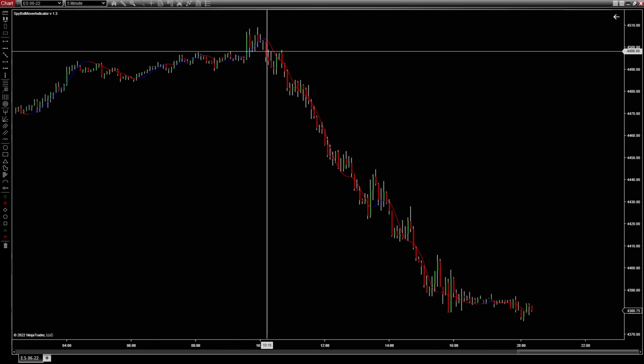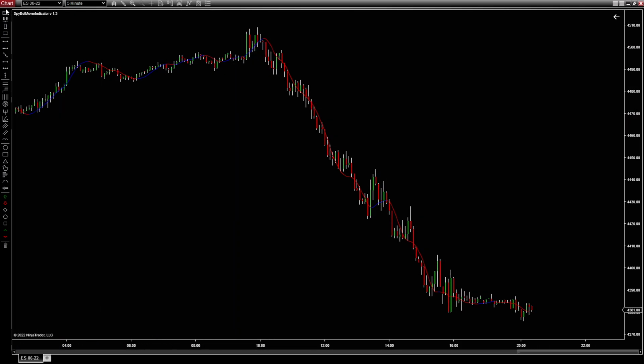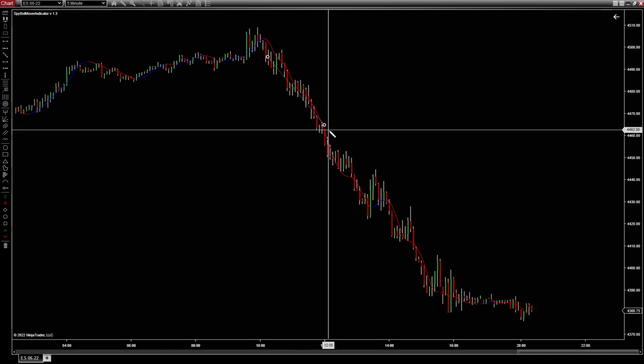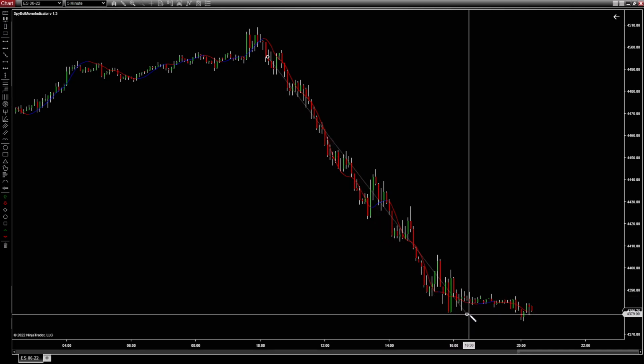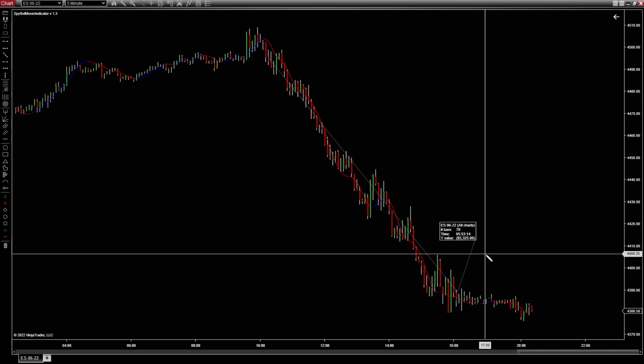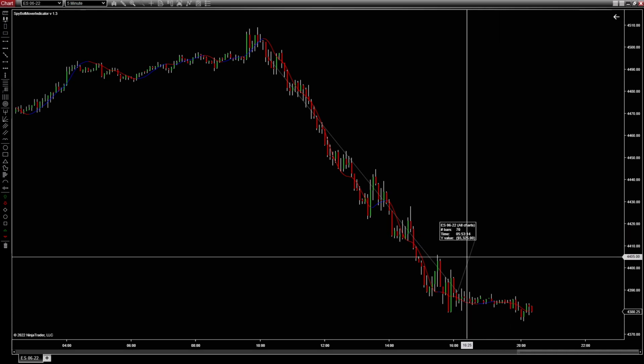If you're one of those people that can just get in and hold it forever, on this one you would have got in right here, and you would have got out probably the end of the day, probably about right there. There's $5,300 if you just played the 5-minute charts on that today. So the 5-minute chart does well.